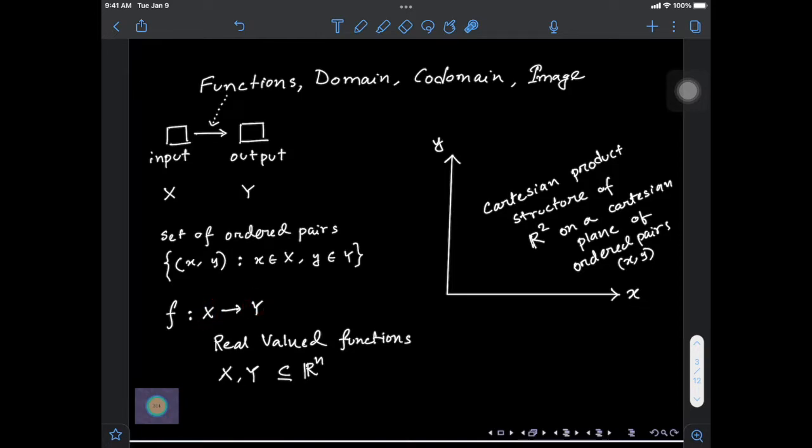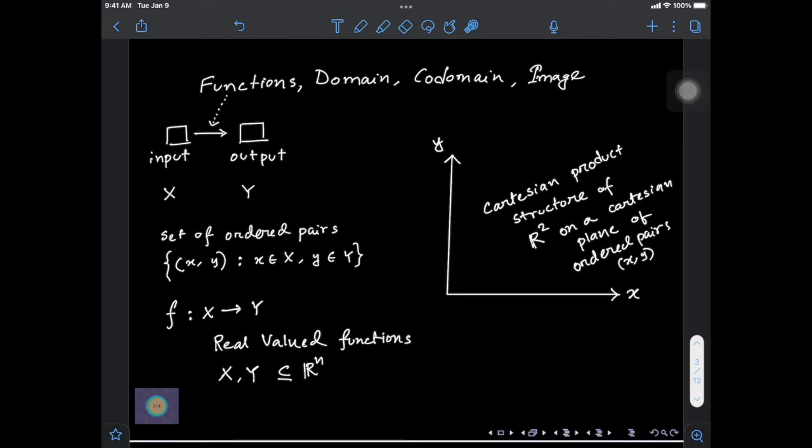Now here we are considering real valued functions, not complex valued functions, so I will keep the discussion only limited to real valued functions. So here the domain X and the codomain Y can be subsets of R^n, the n-dimensional real line.